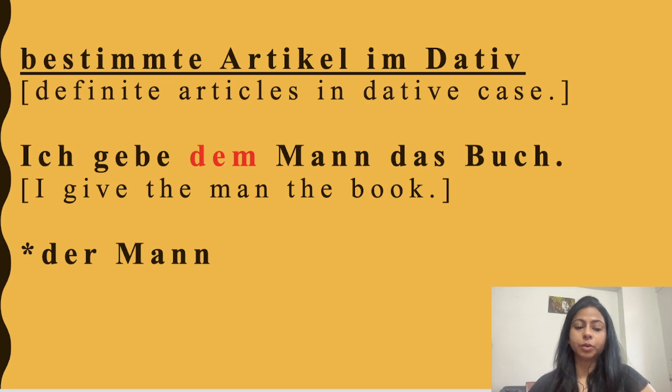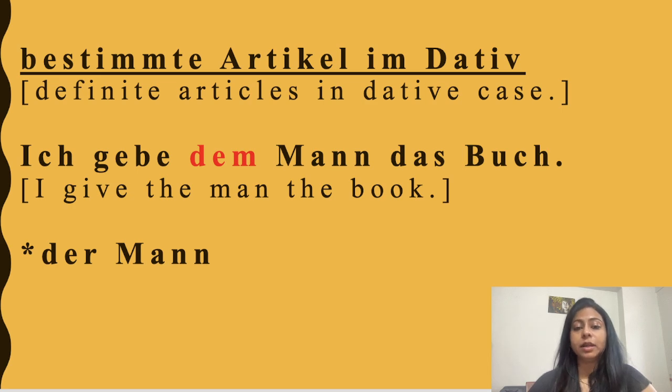Now, bestimmte Artikel im Dativ. Let's look at definite articles in dative case. As you know, the articles and the pronouns change as the case changes in German. I've already explained it when we were discussing nominative. The articles there are different. Again, the articles change in accusative, and then again they change in dative. So let's see what happens to the definite articles in dative case. We will be doing a few sentences to understand them.